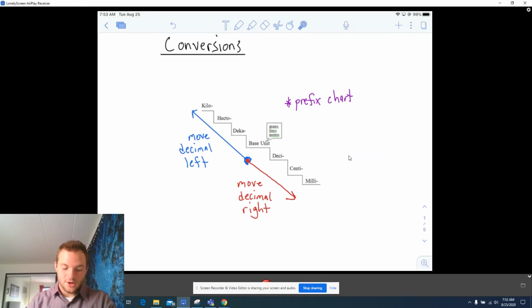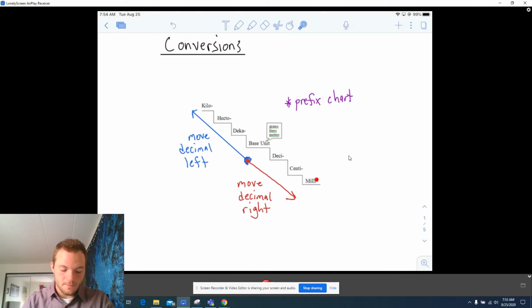So here, this is a prefix chart. That means the slight part of the word that comes before the root word. For example, our base units are going to be grams, liters, and meters. I'm going to use meters for the example right now. So here, a base unit would be meters. Some other ones, this would be a decimeter. This would be a centimeter. And this would be a millimeter.